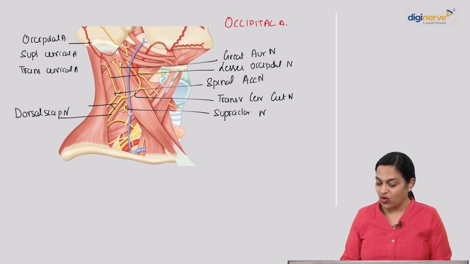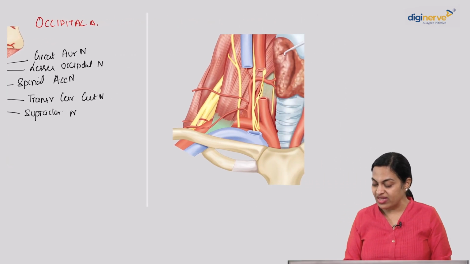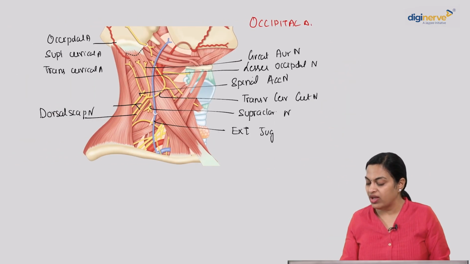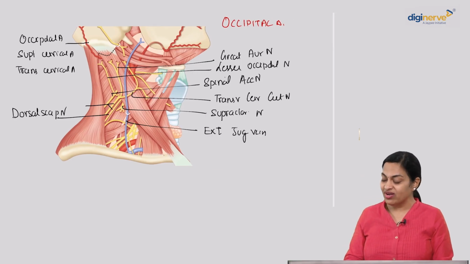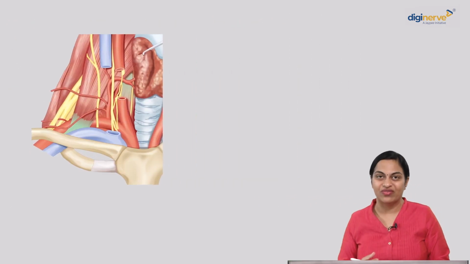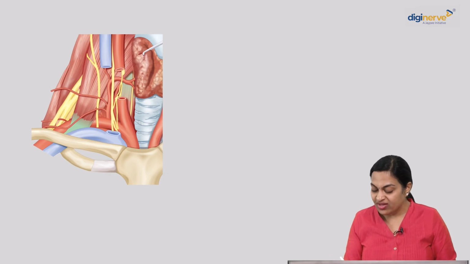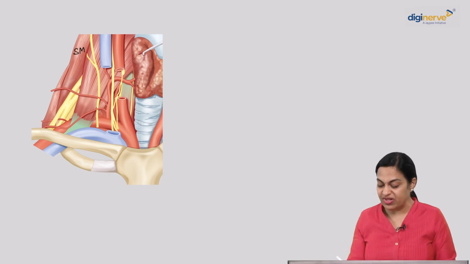Okay, now moving on to the contents, I'll just show you the external jugular vein here. In the roof, this is the external jugular vein. Now moving on to the contents of the lower part of the posterior triangle, the supraclavicular or the subclavian triangle. This is the scalenus medius muscle. This is scalenus anterior muscle, isn't it?